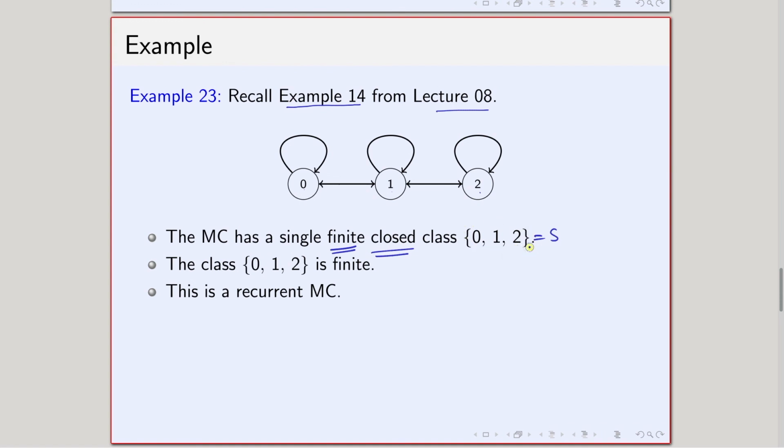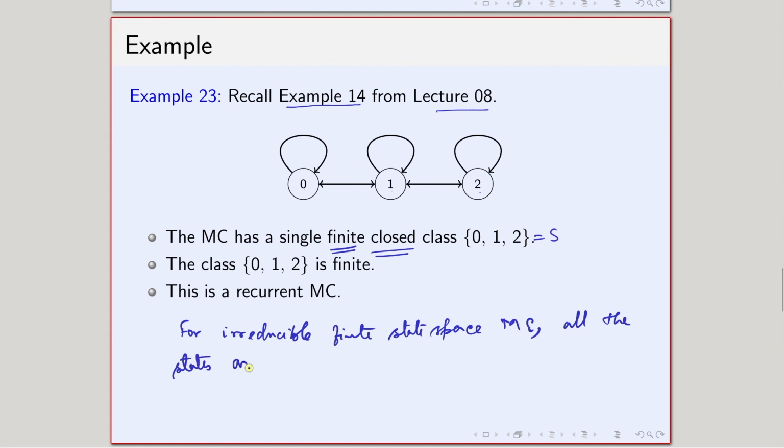So this example can be generalized to the fact that for an irreducible finite state space Markov chain, of course in this case I have only one class, all the states are recurrent.